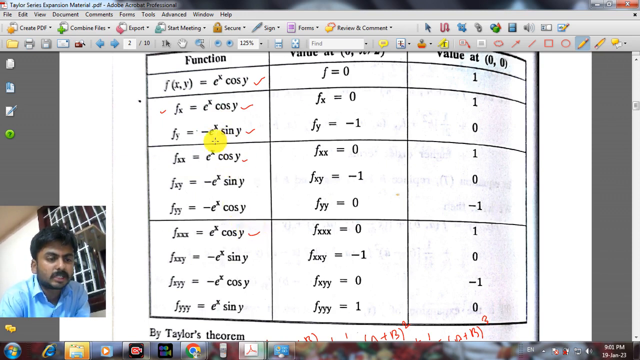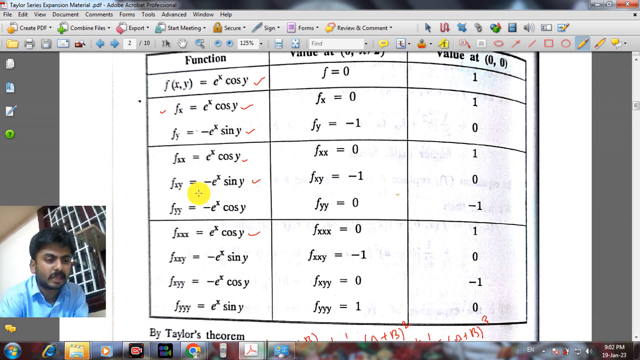Now what is fy? Minus e power x sin y. Now I want to find fxy, which means I want to differentiate fy with respect to x. Here there is already a minus, so that minus will stay outside. The differentiation of e power x is e power x, and since sin y is constant, it will come as it is. So we will have minus e power x sin y.